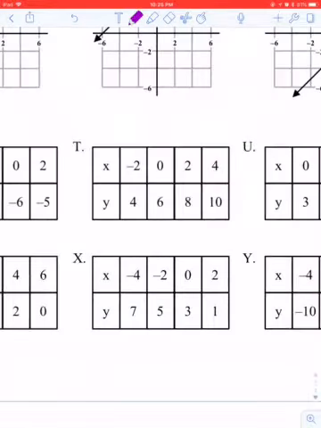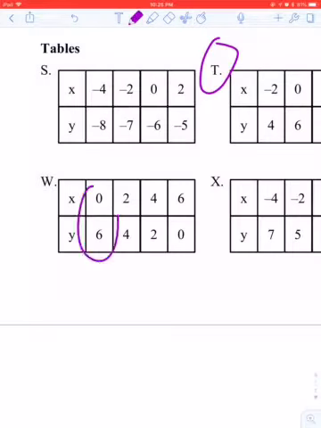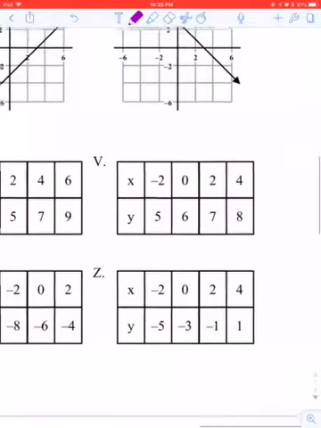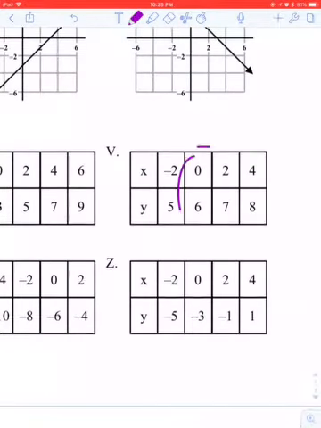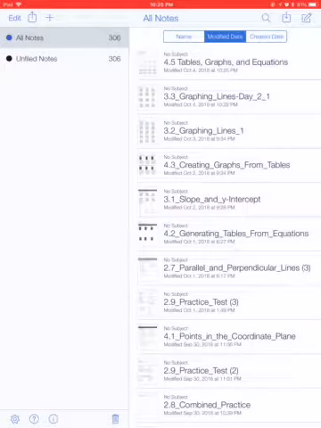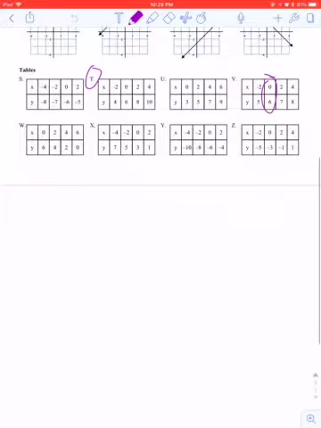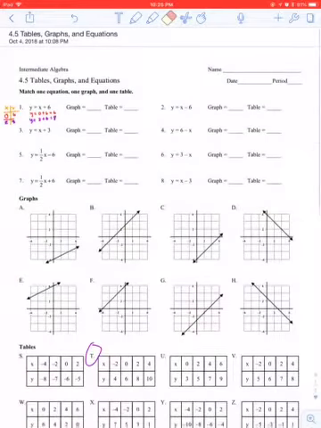So you look at this one, 0, 6, 2, 8. So that means it's T. This one has 0, 6, but 2 is not paired with 8. That's why it's not that one. Same thing with this one. 0 is with 6, but 2 is with 7. So not that one either. So that means number 1, the table for number 1 is T.